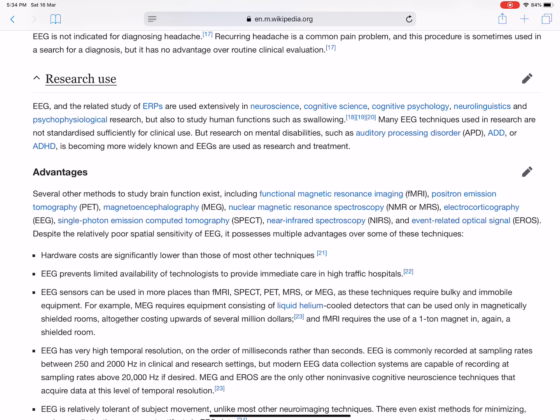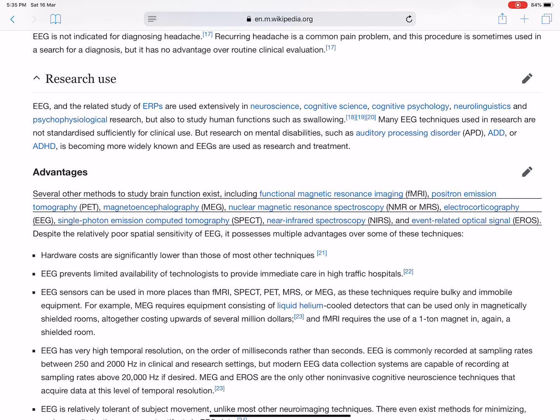Research use: EEG and the related study of ERPs are used extensively in neuroscience, cognitive science, cognitive psychology, neurolinguistics and psychophysiological research, but also to study human functions such as swallowing. Many EEG techniques used in research are not standardized sufficiently for clinical use, but research on mental disabilities, such as auditory processing disorder, APD, ADD, or ADHD, is becoming more widely known, and EEGs are used as research and treatment.